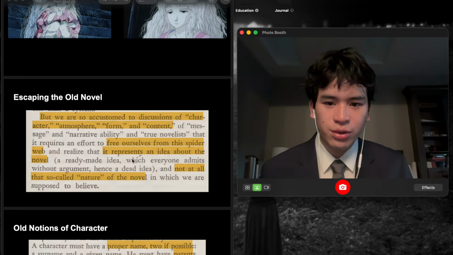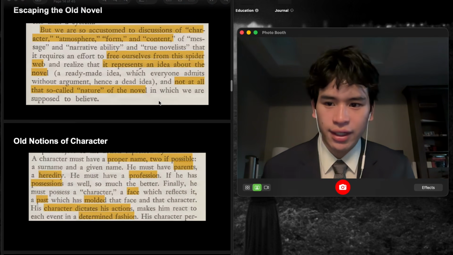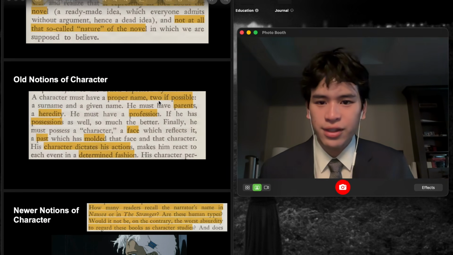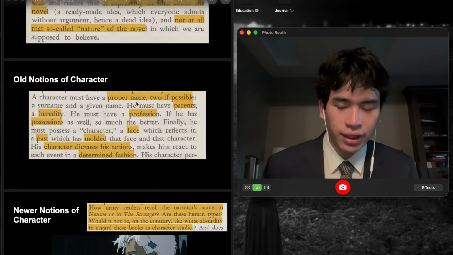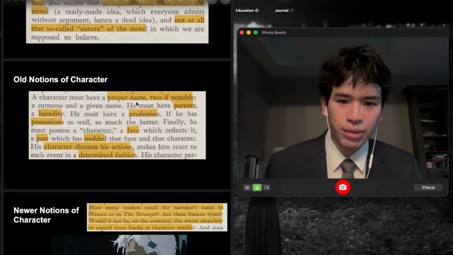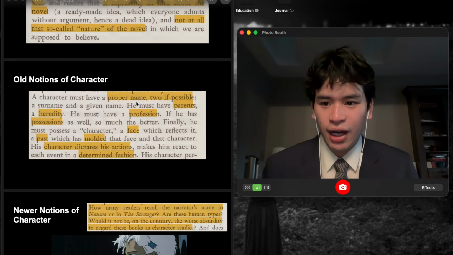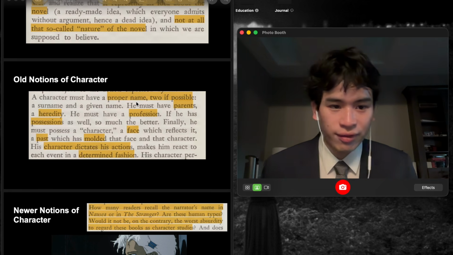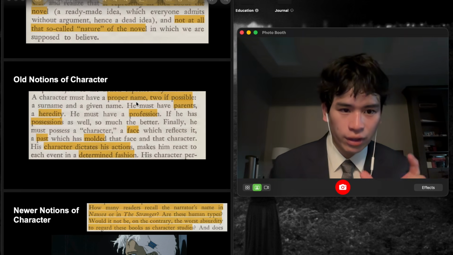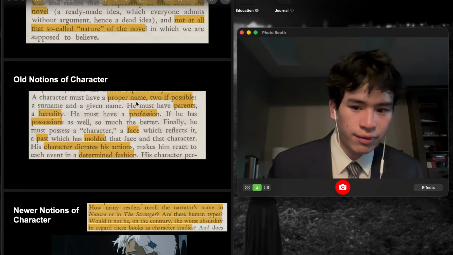So Robbe-Grillet says in order to escape the old novel and to reach something more like this mode of storytelling, we have to abandon things like character. And so he says, the traditional concept of a character, and certainly this is how it's taught in, for example, English class, is that characters have a proper name, which implies they have a last name, parents, heredity, professions, they earn money to buy things that define them. They have a face which is molded by their past. And because they have a well-defined character, we can predict how they are going to act and how they're going to respond to various stimuli, right?